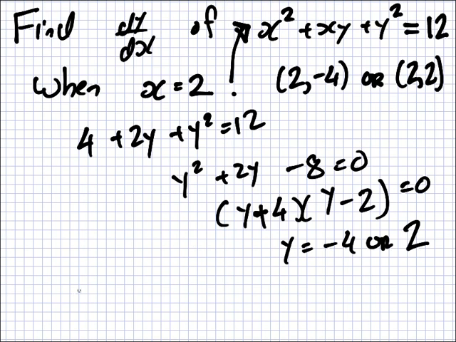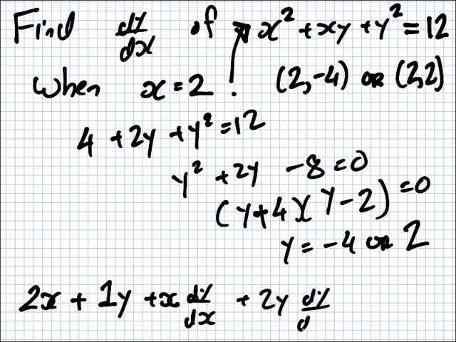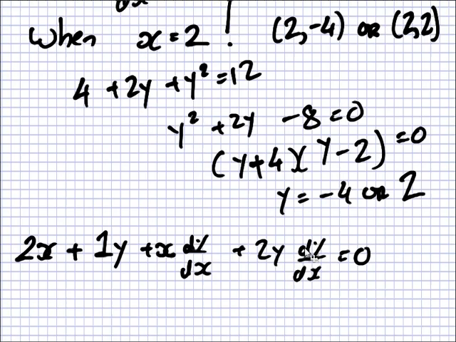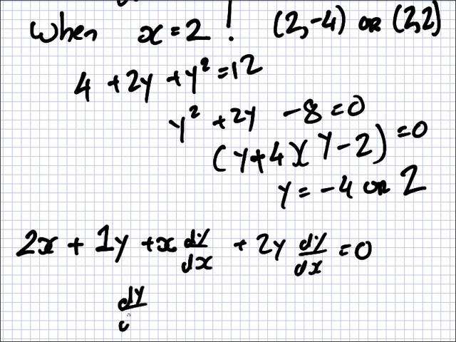Okay. Let's differentiate implicitly. So x squared becomes 2x. Now, I wonder how many people spotted what we have to do next. Product rule, yeah. So that's 1y plus x dy dx, plus 2y dy dx equals 0. You can rearrange that and you'll get dy dx equals minus (2x minus y) over (x plus 2y). And then we sub in our 2 points to get the 2 answers.